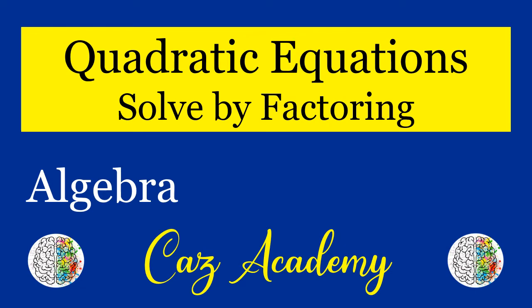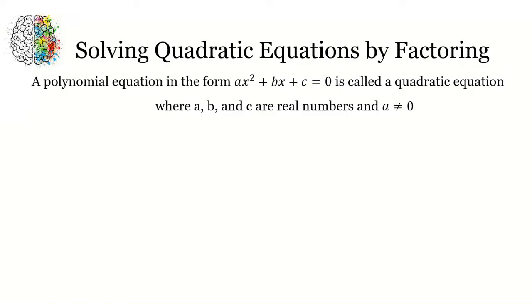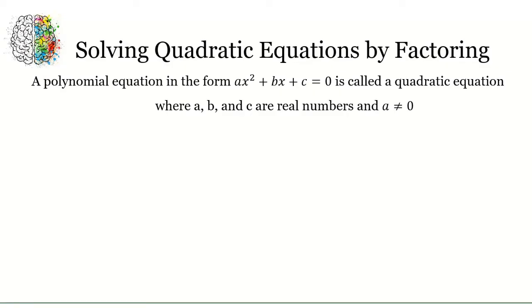In this tutorial, I'm going to show you 4 ways to solve quadratic equations by factoring. A polynomial equation in the form of ax squared plus bx plus c equals 0 is called a quadratic equation when a, b, and c are real numbers and the coefficient a does not equal 0. In today's tutorial, I'm going to show you 4 examples of how to solve these quadratic equations using factoring principles that you've learned in prior tutorials.